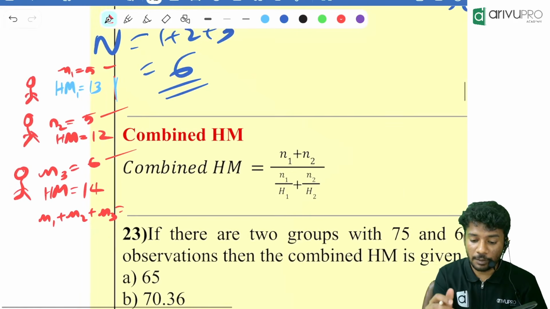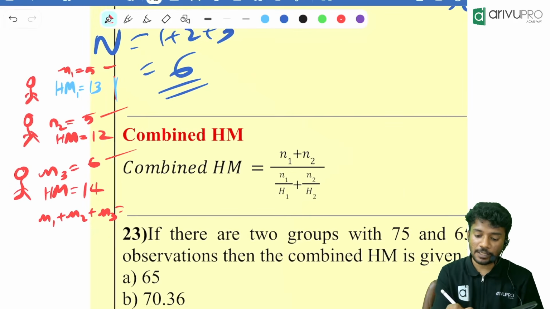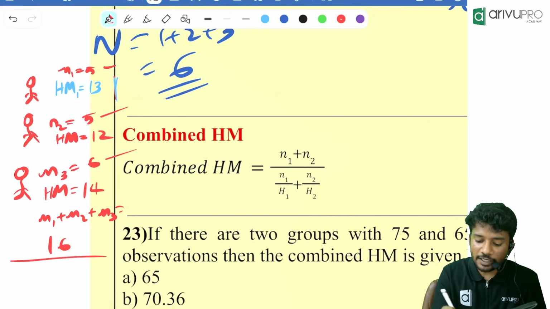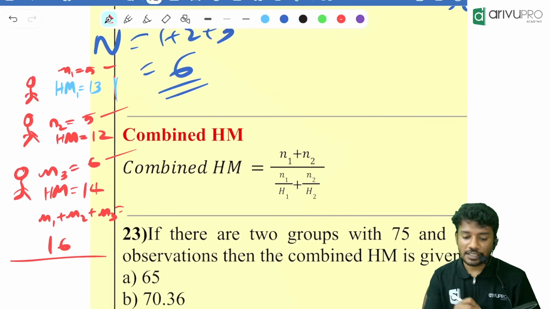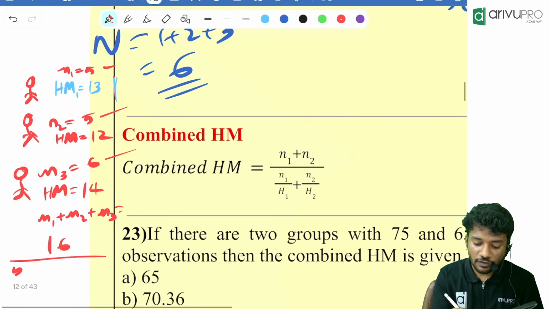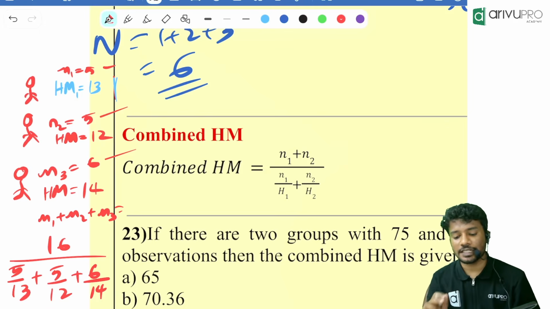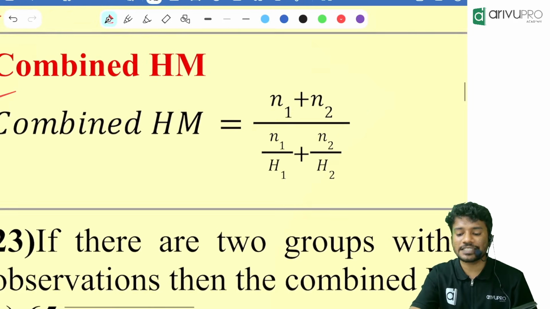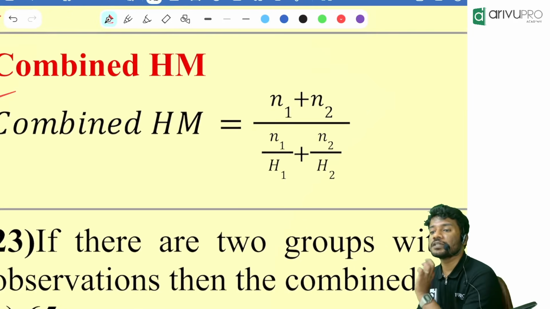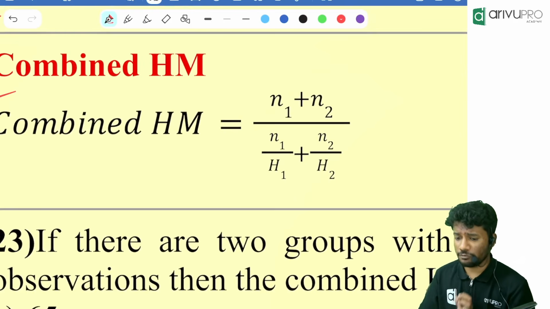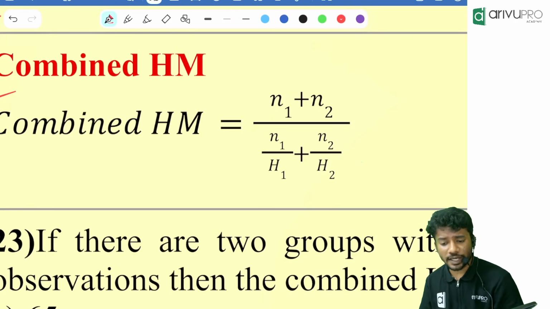5 plus 5 plus 6 is how much? 16, divided by... First case, N1 by H1, that is 5 divided by 13, plus 5 divided by 12, plus how much the last case? 6 divided by 14. So the formula for combined HM is nothing but N1 plus N2 divided by N1 by H1 plus N2 by H2.